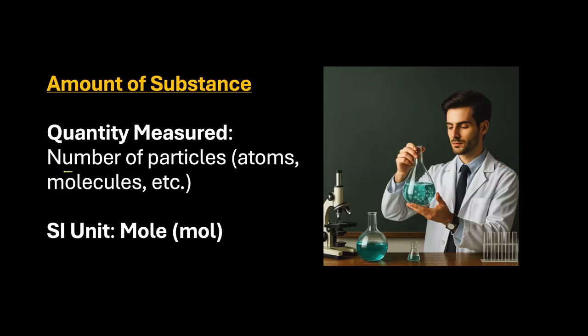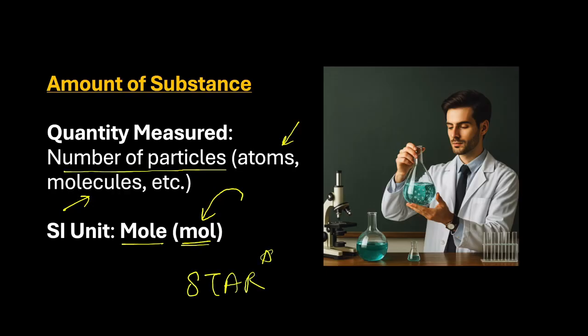Now, the next one is chemist's favorite. It is the amount of substance. So if we want to calculate the number of particles, maybe the number of atoms, number of molecules, we can measure it in mole. The SI unit is mole, M-O-L-E, and this is the symbol of mole, M-O-L, all in small. And this is the unit which is going to be the star of the chapter. So how to calculate it? There is no instrument as such. But yes, we have different ways to find out the mole of a substance.